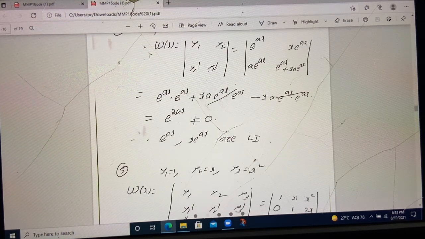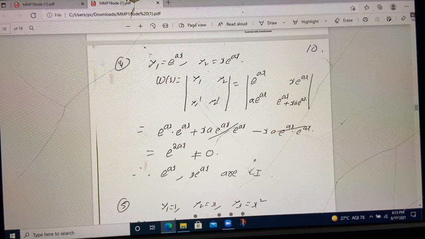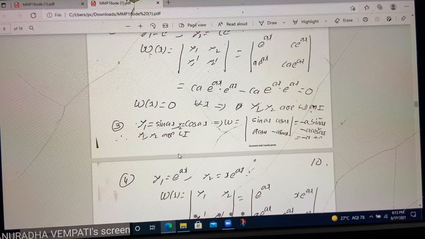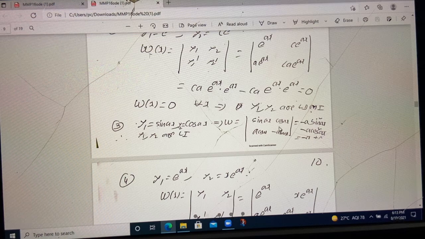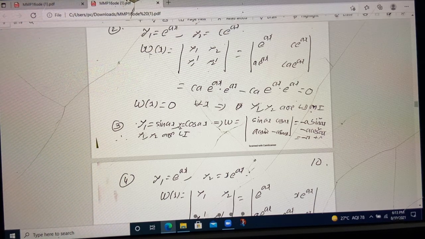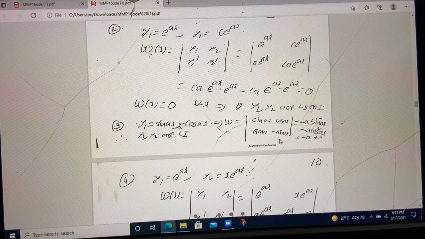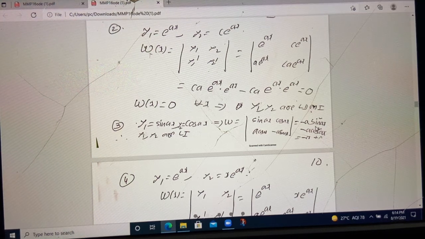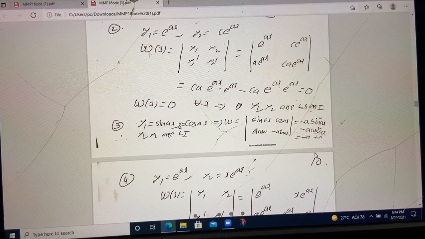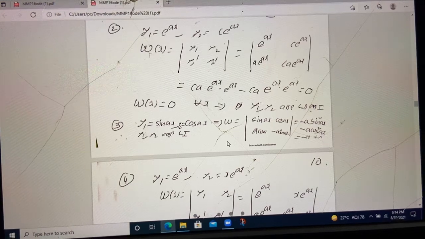Next, y1 is sin ax, y2 is cos ax. What is the Wronskian? y1, y2, y1 dash, y2 dash. The derivative of sin ax is a cos ax. The derivative of cos ax is minus a sin ax. By ad minus bc: minus a sin square ax minus a cos square ax. Sin square theta plus cos square theta is 1, so the result is minus a. So they are linearly independent.